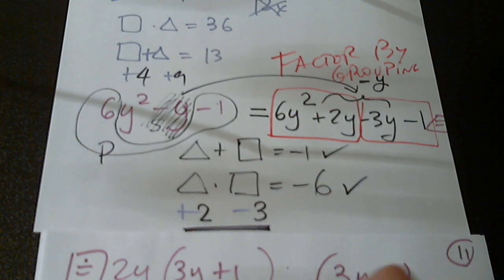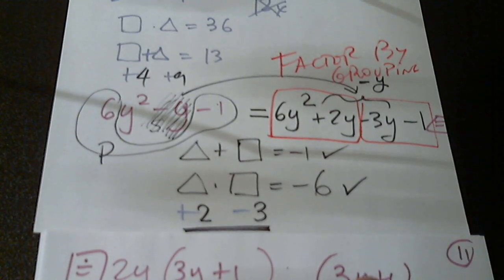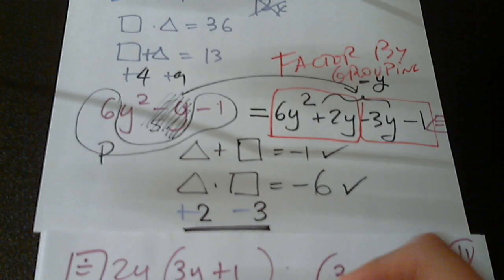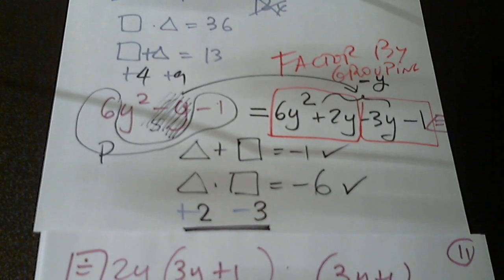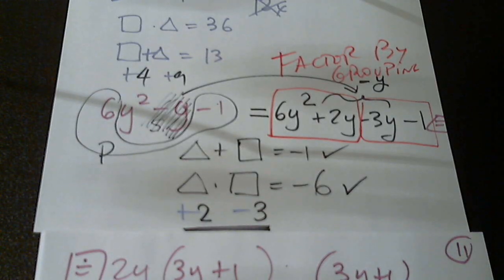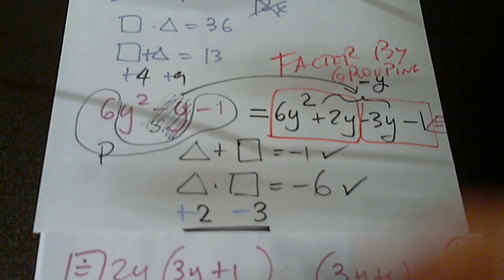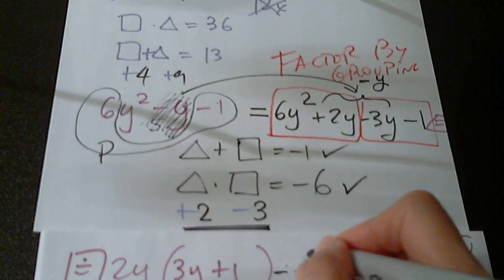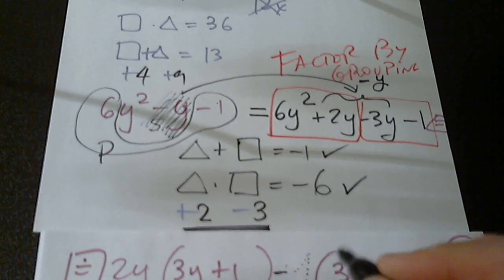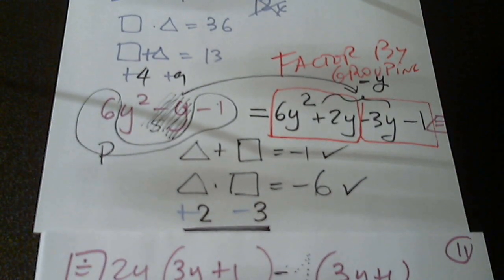Remember, I need a sign and I need a factor. Negative 1. Exactly. Brilliant. Let's check. We cannot continue before making sure that this is true.